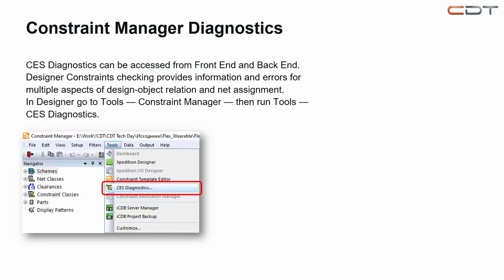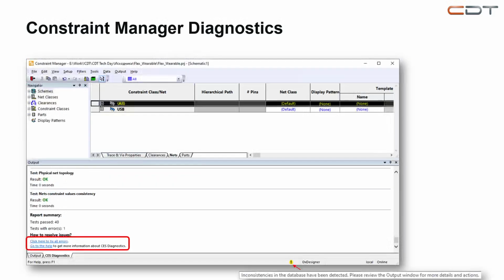You can access this tool from Designer and Layout, and they are a little bit different, even if the diagnostics windows are the same. Some of the problems can be fixed only from the front end, from the designer window. So when you run this check, it will show you the Says Diagnostic window in the output section. It will be very similar to what I showed you previously.